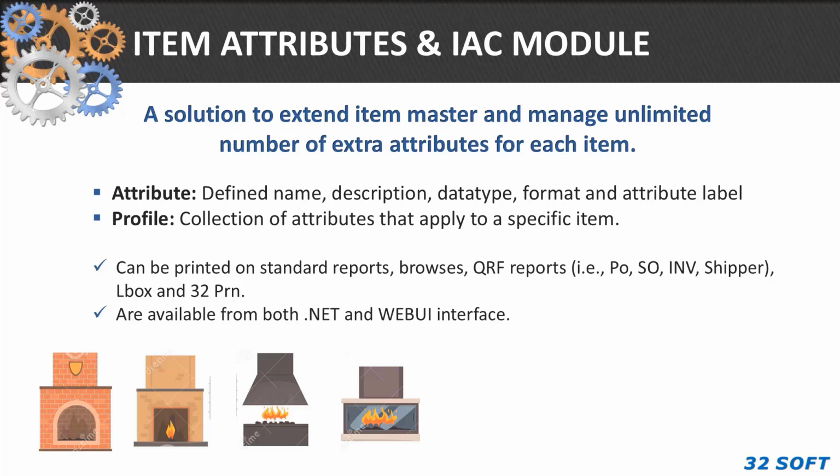In general, attributes define the name, the description, the data type, the format, and the label of the attribute. And the item profile is a collection of attributes that apply to a specific item. Item attributes can be printed on standard reports or even on QRF reports like PO, SO, sales order, invoice, shipping, even LBox and L32 printer. Item attributes are available in both .NET and Web UI.